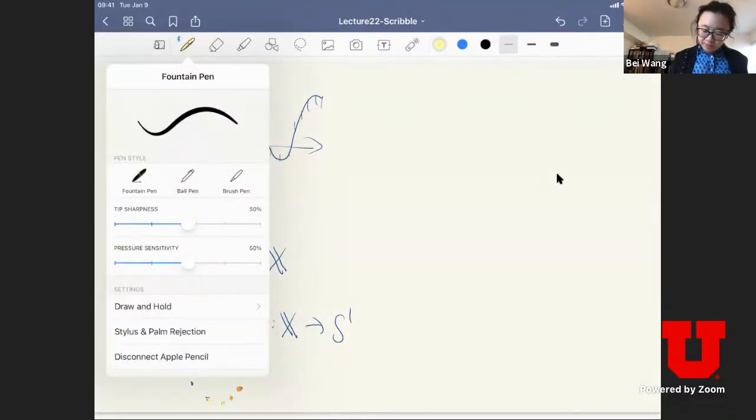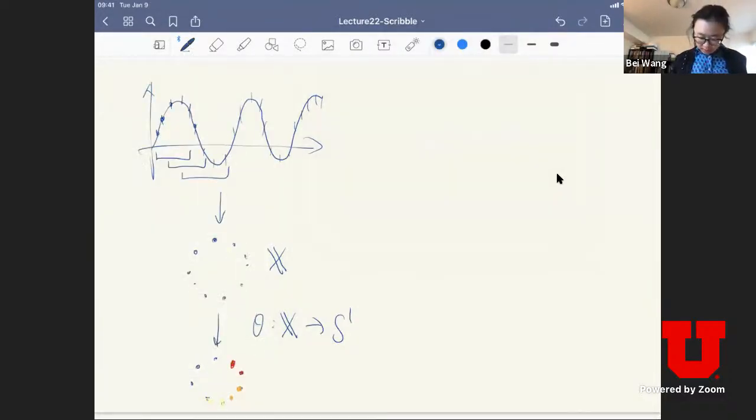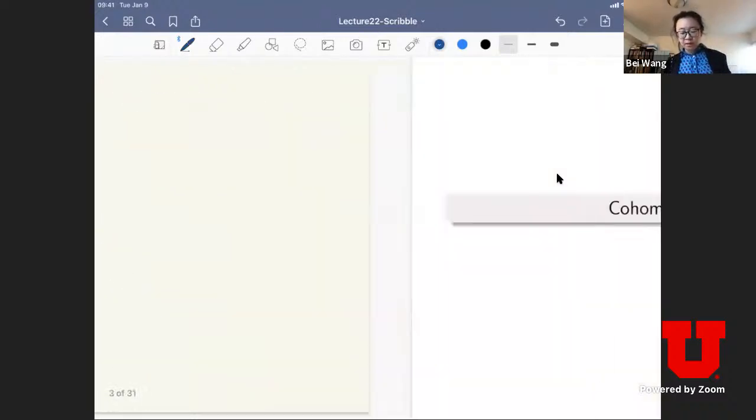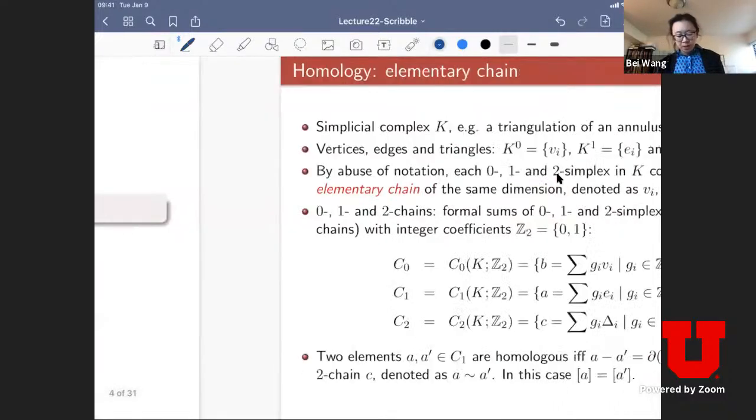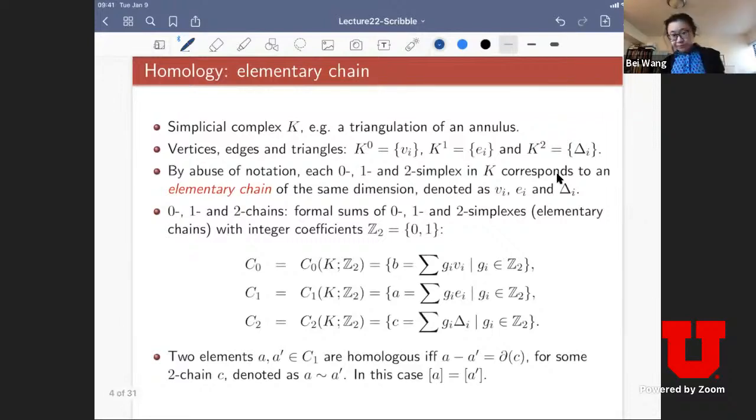As I mentioned before, this thing is rooted in the idea of cohomology. And today we're going to go over cohomology. And it happens to be the dual version of homology. Okay. So of course, to talk about cohomology, let's quickly review homology.